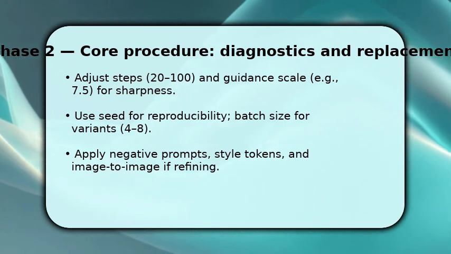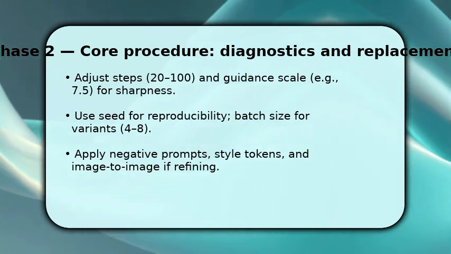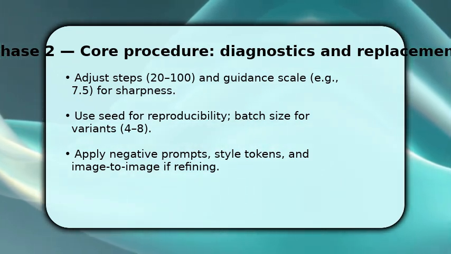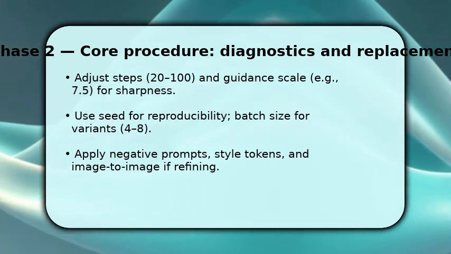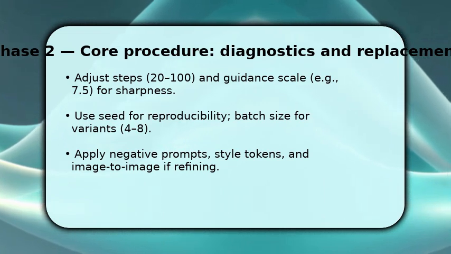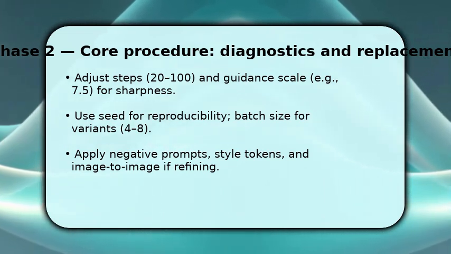If an existing image needs work, switch to image and lower strength to retain composition. Make sure to add negative prompts for recurring artifacts and iterate. Small changes to one parameter reveal how it affects the whole image.